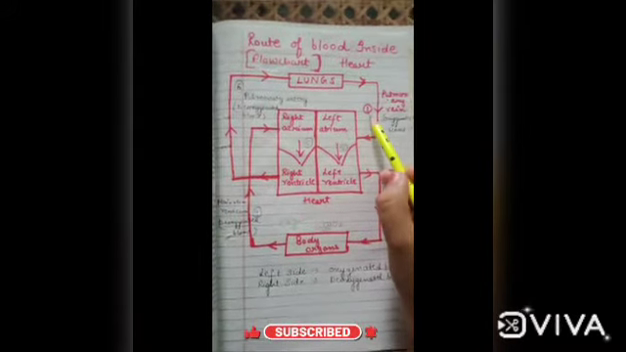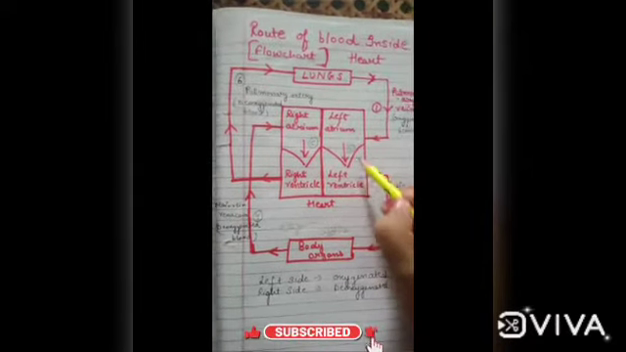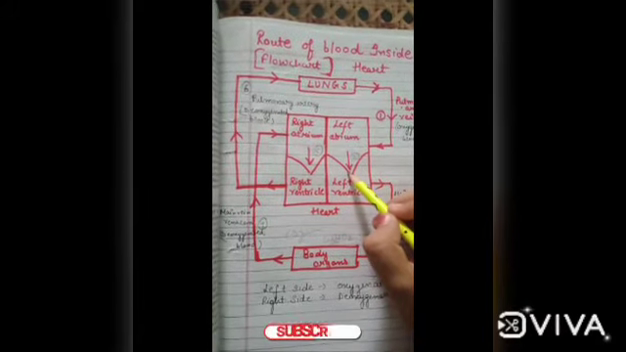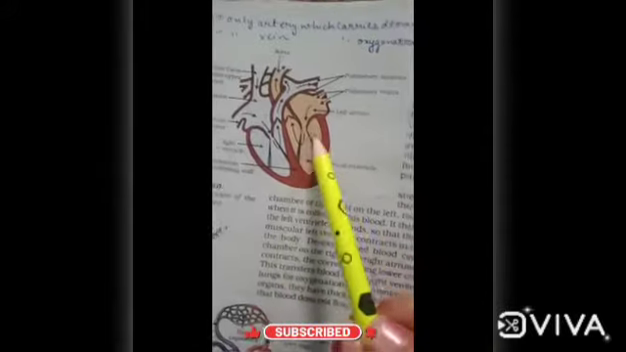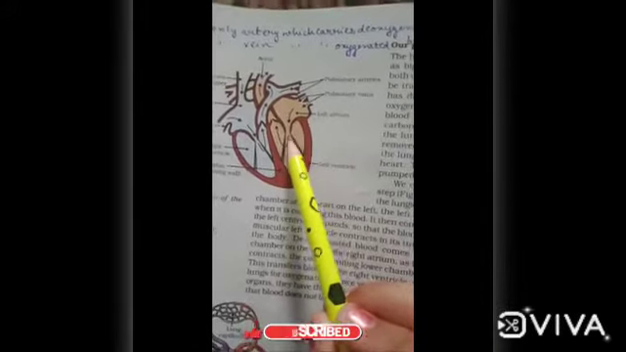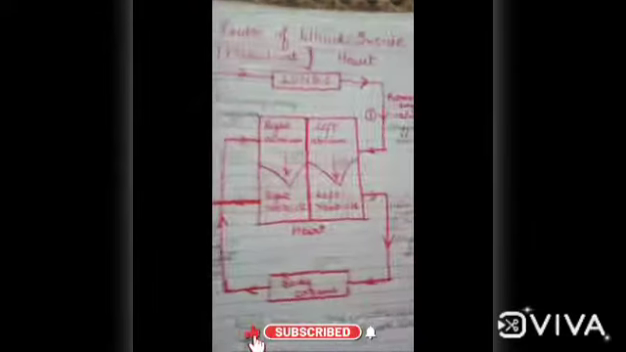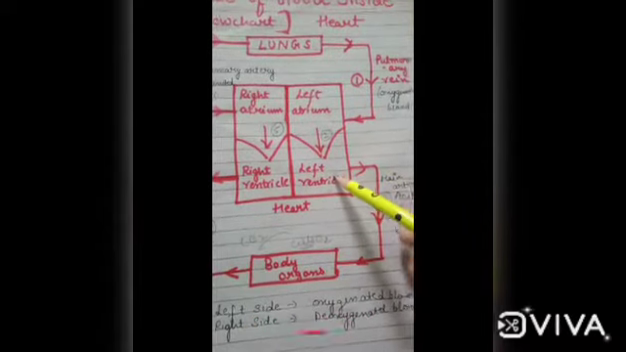Then from the left atrium, oxygenated blood travels into the left ventricle through the valves. There are valves present inside the heart to prevent the backflow of the blood. You can see these are present to prevent the backflow of the blood inside the human heart. So this is the second step, when it enters the left ventricle.